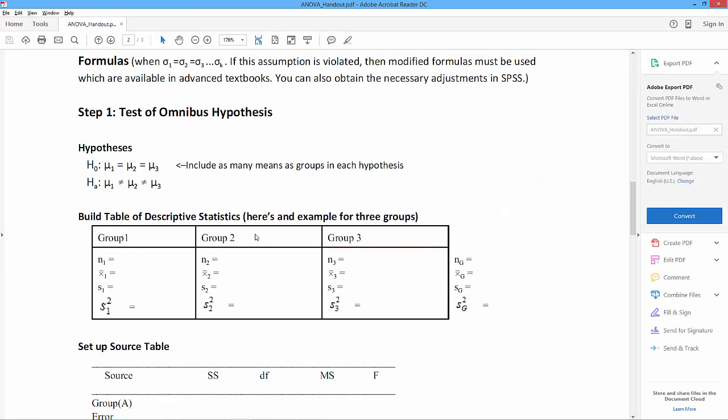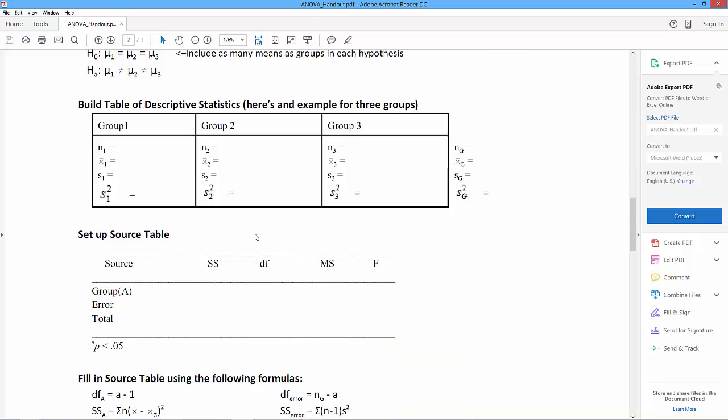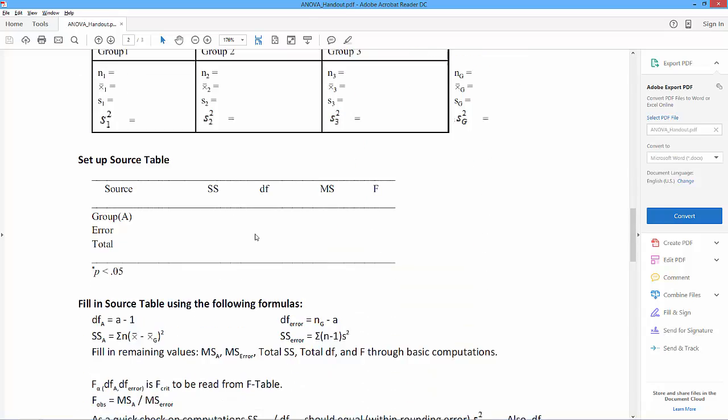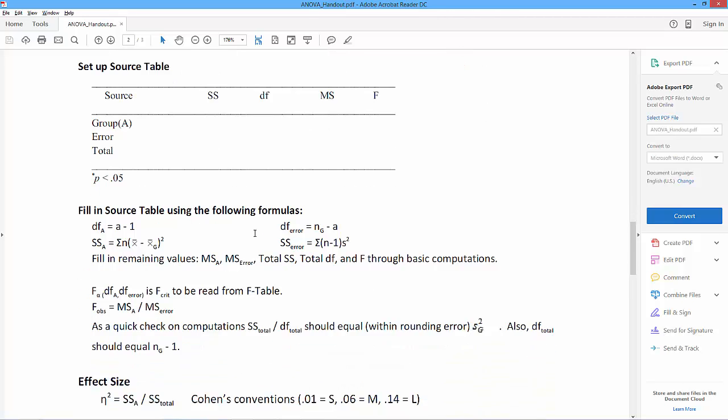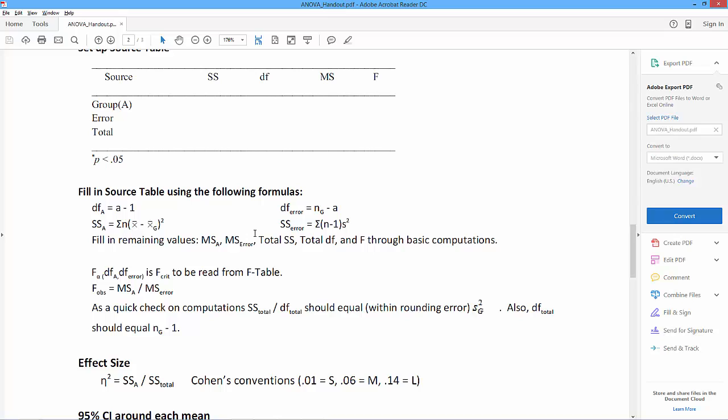We're first testing the omnibus hypothesis. You can see the hypotheses repeated again here. We've already got our table of descriptive statistics set up. Now what we need to do is set up and fill in our source table. I want you to draw a table out on your piece of paper just like you see here, and we're going to fill in the different parts of this table step by step. We're going to use the formula shown here. We've already got our degrees of freedom determined, but now we need sums of squares A, that's our independent variable or factor A, and then we'll need sums of squares error. So let's switch back to PowerPoint and plug and chug through these formulas and fill in that source table.